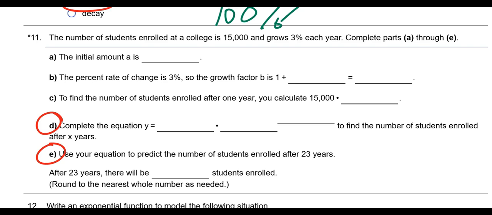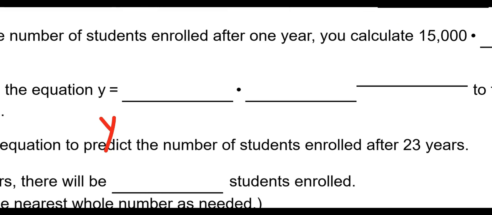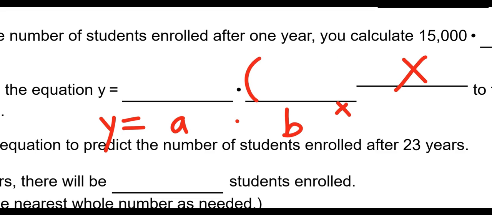The number of students enrolled at a college is 15,000 and grows 3% each year. So on letter D, I want to come up with the equation. So we have A times B to the x power. So we know this is going to be x in that blank up there. The question is, what's going to go in these other 2 spots? I need something here, and I need something in those parentheses. Now we know from our discussion before that A is the starting amount. So how much are we starting with? 15,000.